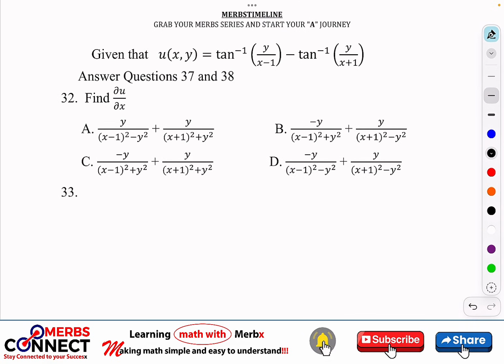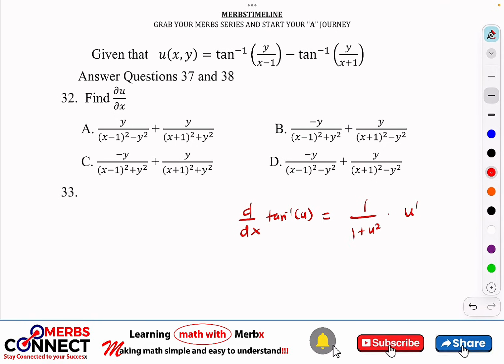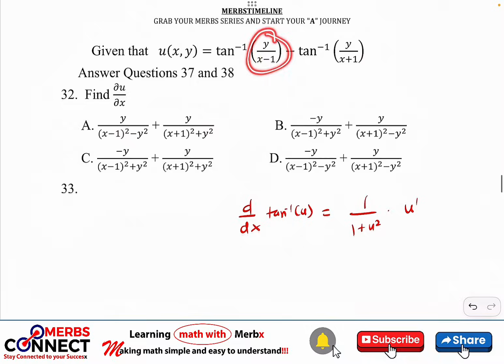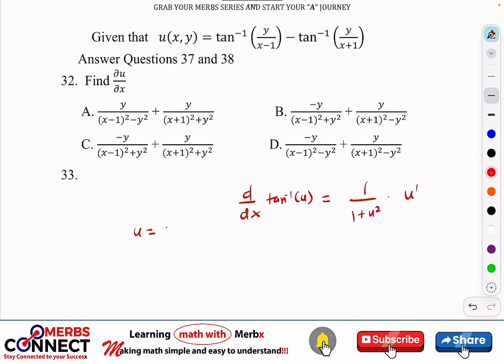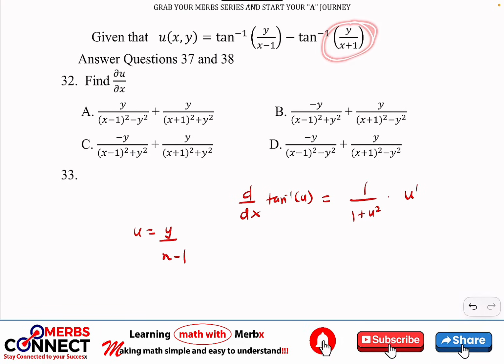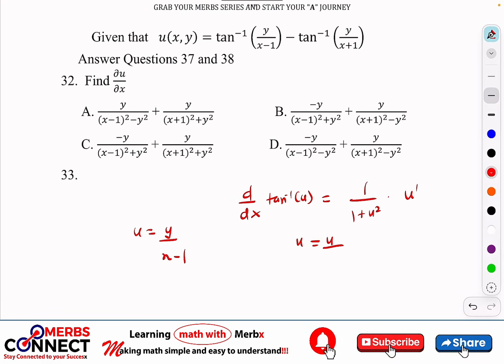Oh, this is going to be too much. Now, one thing that we need to remember here is when I differentiate tan inverse of u, this is 1 divided by 1 plus u squared, times u prime. So let's look at this guy here. Compare this to this. You can see that here our u is equal to y over x minus 1. And comparing this one to this one, you see that our u is equal to y over x plus 1.